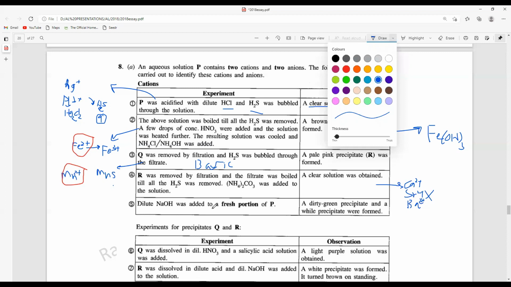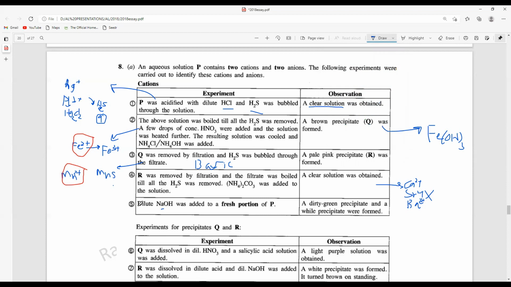A dilute NaOH was added to a fresh portion of P. So a fresh portion of P means P contains surely Mn2 plus and Fe2 plus. A dirty green precipitate and a white precipitate were formed. So you know that when you add NaOH to Fe2 plus, it converts to ferrous hydroxide, which is dirty green in color, and Mn2 plus when you add this NaOH, manganese hydroxide is formed, which is a white precipitate. So it is very nice. We have identified the 2 cations from the observations given here.